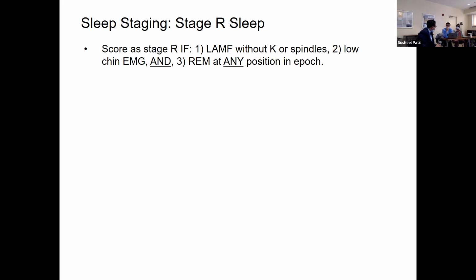But if there's a K complex in the middle of it, that K wins, as long as it doesn't have an arousal after it. But if there's no K and no spindle, even if the rapid eye movement is at the end of the epoch and the rest of that epoch looks like stage 2, we will probably score it REM, because that rapid eye movement won't be bad.